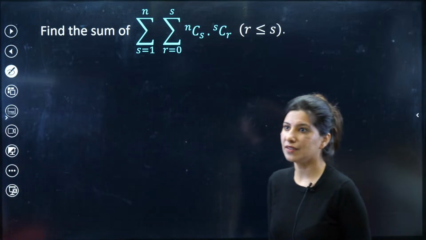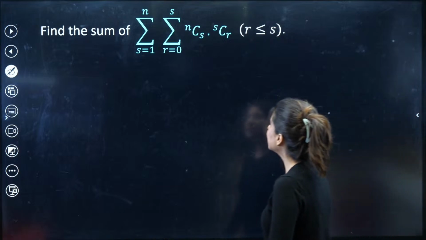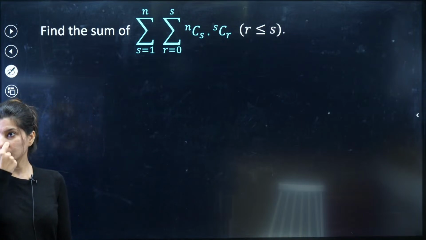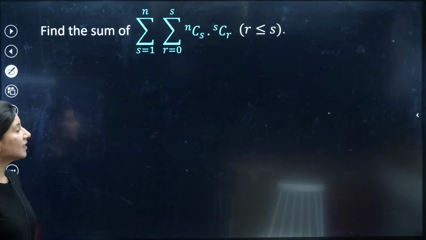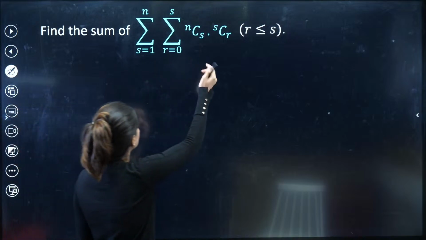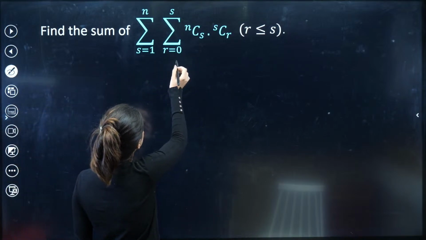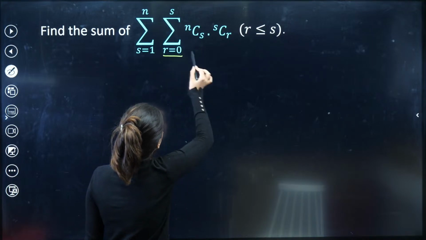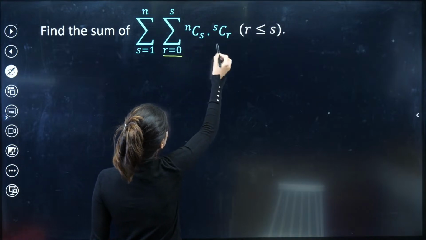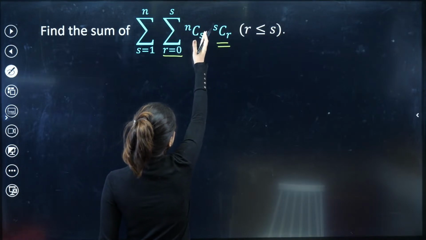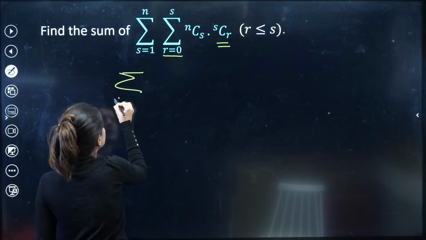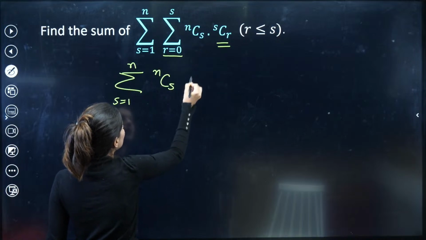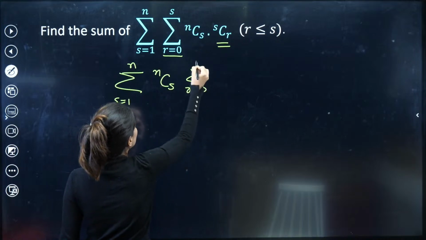Double summation. Let us do double summation. NCS SCR. For double summation, you have to understand that R is equal to 0 to S and S is equal to 1 to N. So where is R? Here is R. So this NCS is actually free. So this is S equals 1 to N. This NCS, you can take this out because the sigma is for R only.